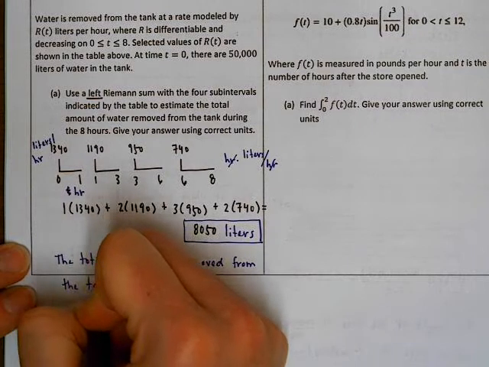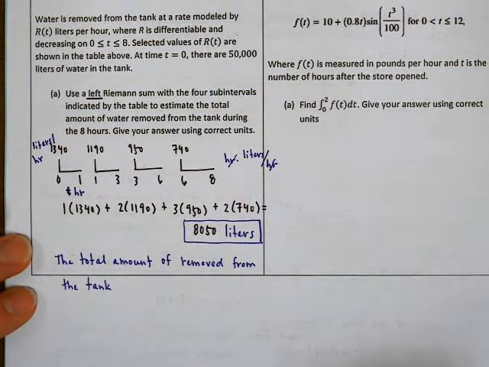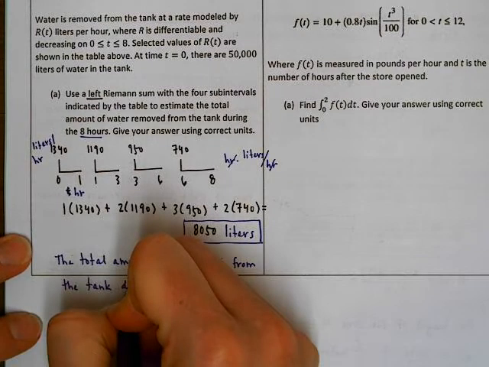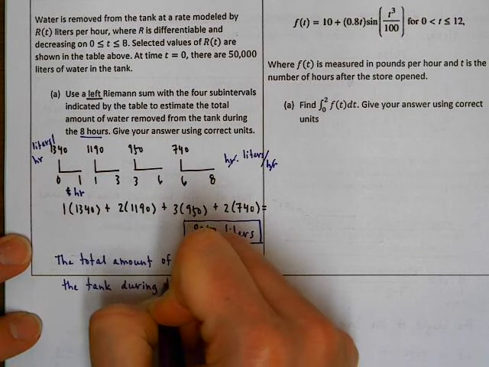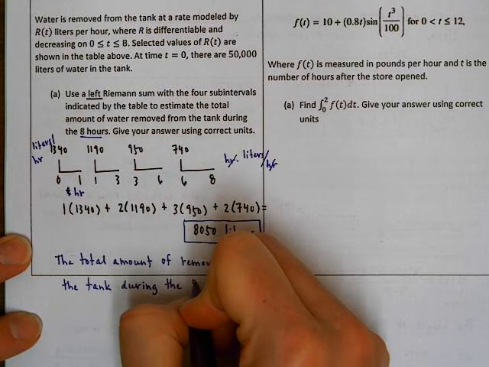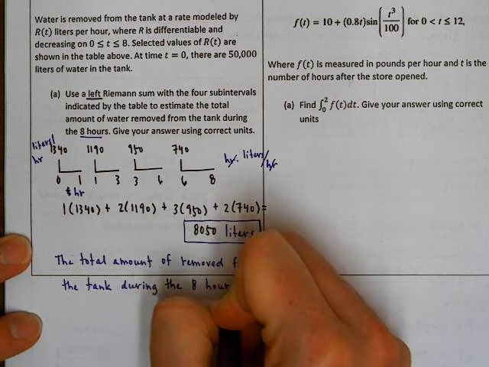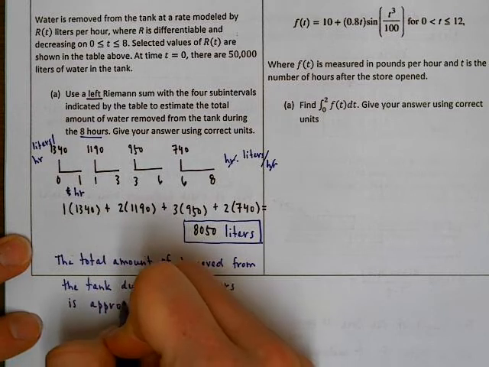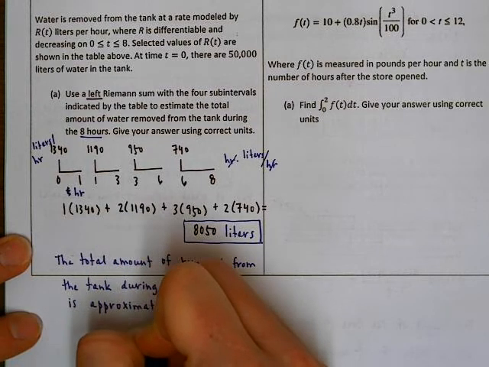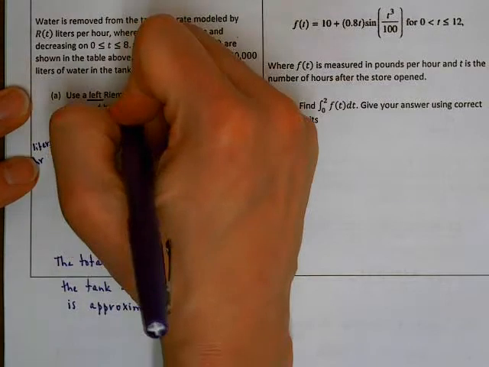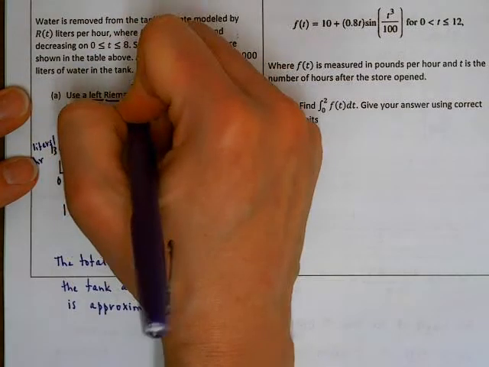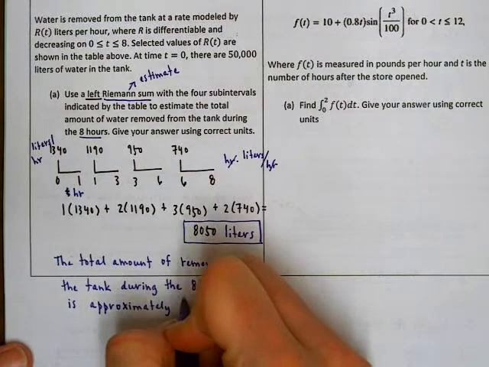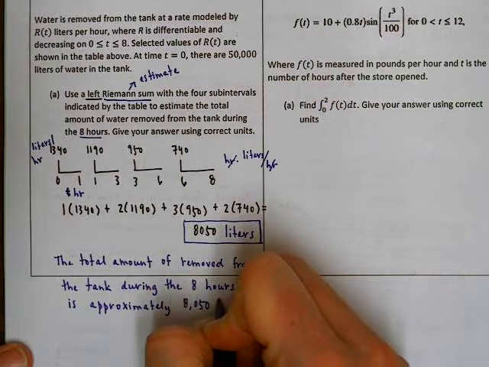Now here we want to make sure we specify the time interval. So during the 8 hours, the amount removed is approximately, and I'm saying approximately because we used a Riemann sum, which we know is just an estimate. So it's approximately 8,050 liters.